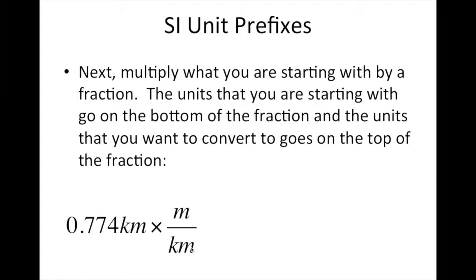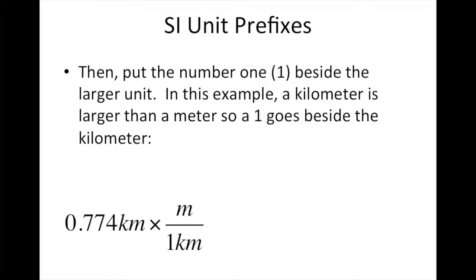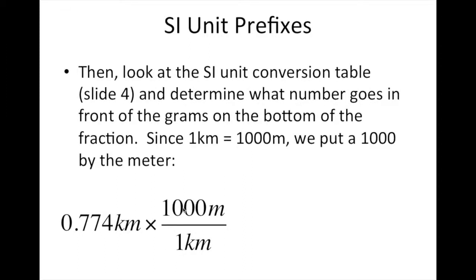So I'm going to put the unit I want to get rid of on the bottom and the unit I want to convert to on the top. Kilometers goes on the bottom, meters goes on top. Put the number 1 by whichever is larger. In this case, a kilometer is larger than a meter, so I'm going to put the 1 by the kilometer. And my conversion between kilometers and meters tells me that 1 kilometer is equal to 1,000 meters.